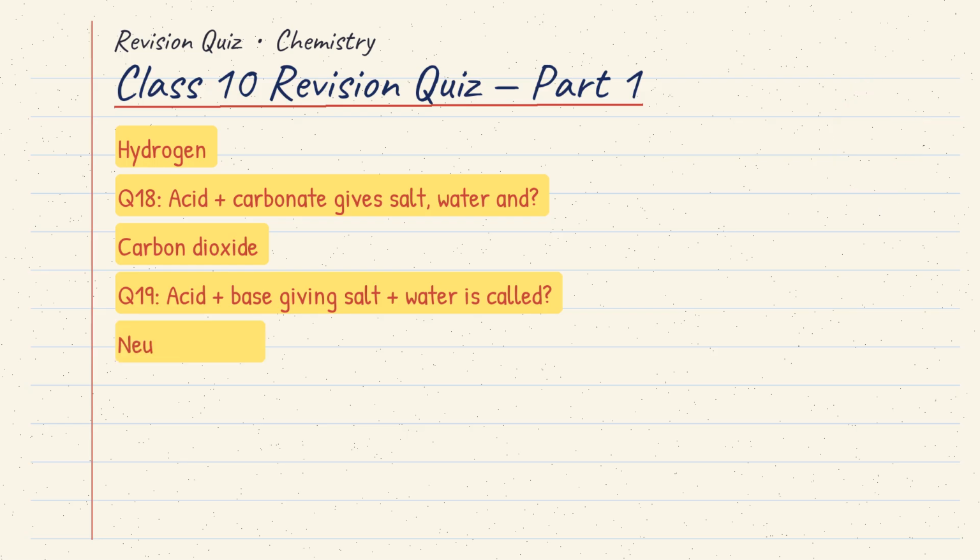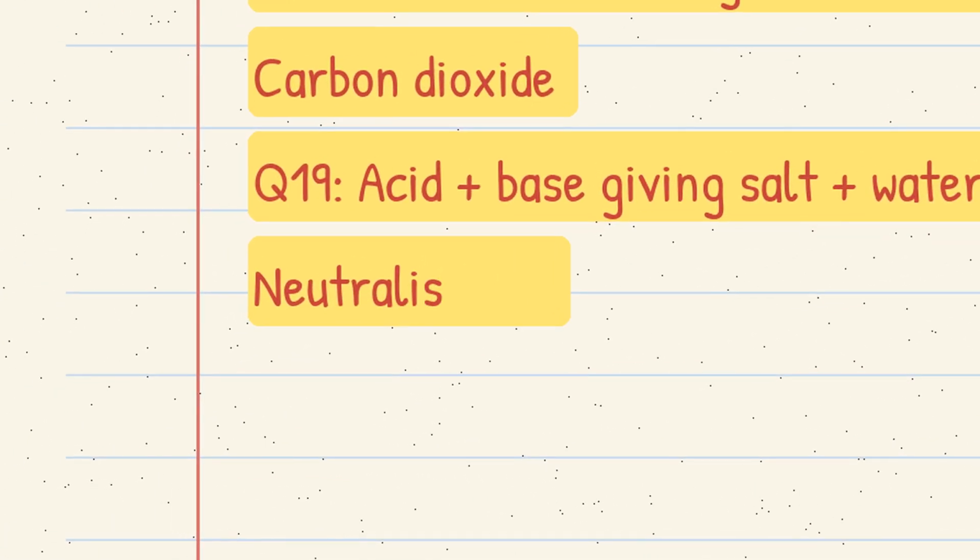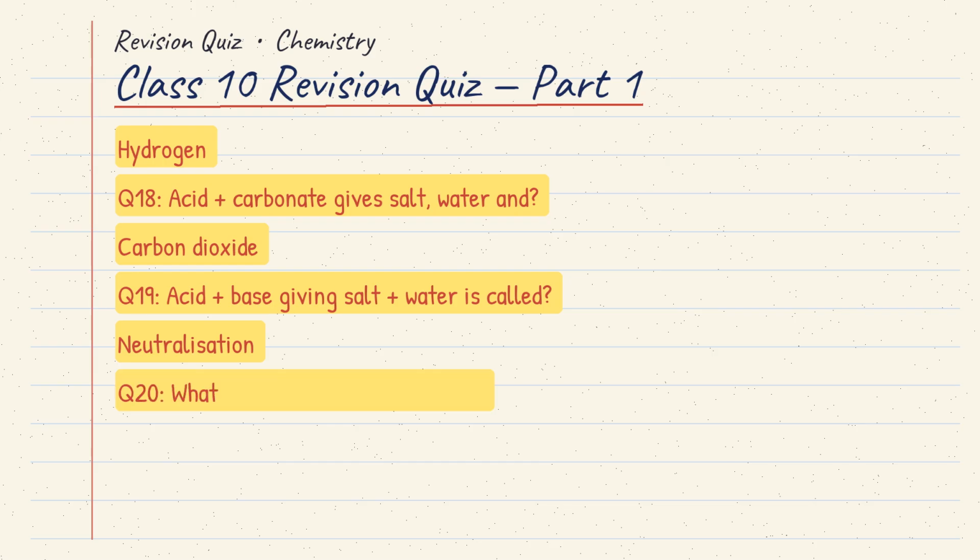The answer is neutralization. They cancel each other out. Question 20. What does the pH scale measure? Pause and think.